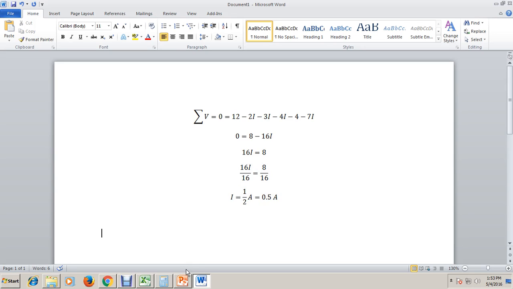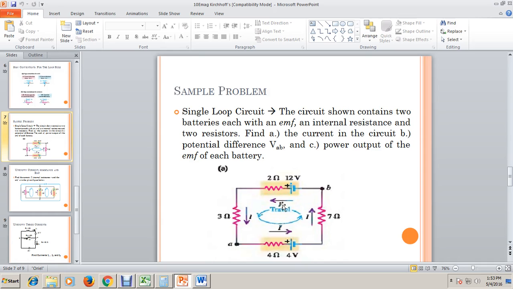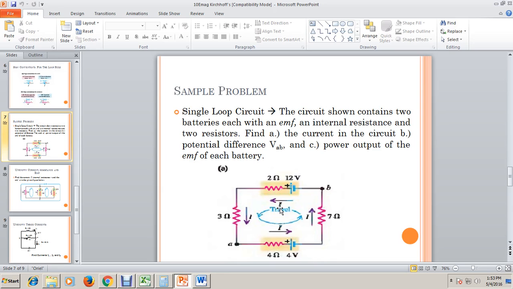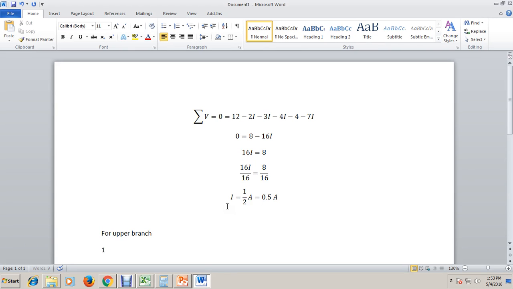So doing that, if you're going to compute the total voltage of all the circuit elements in the upper branch, remember that the circuit elements included in the upper branch are the following. You have the 12-volt EMF, you have the 2 ohm resistor, and you have the 3 ohm resistor. Now, knowing that the current is already computed as 0.5 amperes, we could compute the individual voltages of each, starting with the 12-volt EMF. So that would be 12 volts.